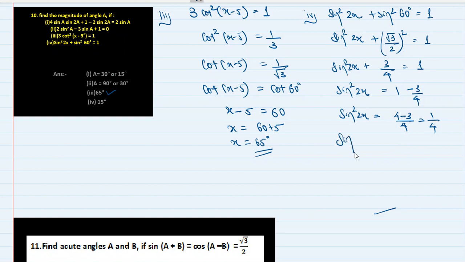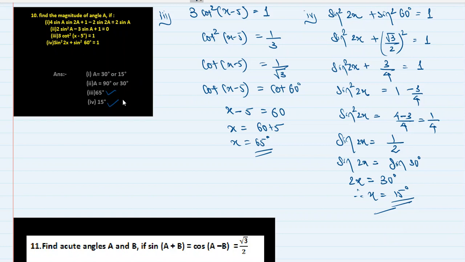So sine 2x, square rooting both the sides, we get 1 by 2. So sine 2x is equal to sine 30. So 2x, removing sine from both the sides, 2x is equal to 30, and therefore x is equal to 15 degrees. X is 15 degrees. That's your answer of the fourth part.